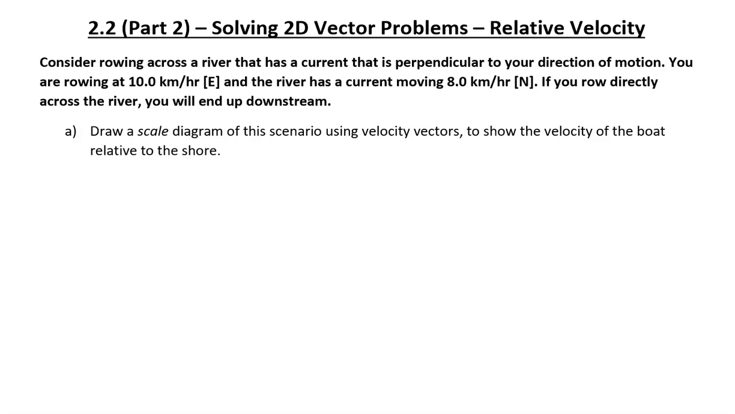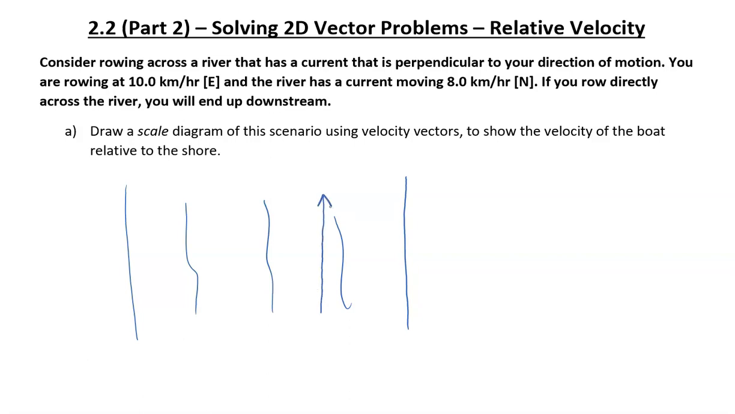What it means is, here's a river. The river we know has a current flowing north. So the current in the river is flowing this direction to the north. And so if you draw a scale vector diagram, as it says here in part A, I don't have the scale necessarily that you have on your paper, but it's going to look something like this. This is the velocity of the water relative to the shore. So that's the river moving along.